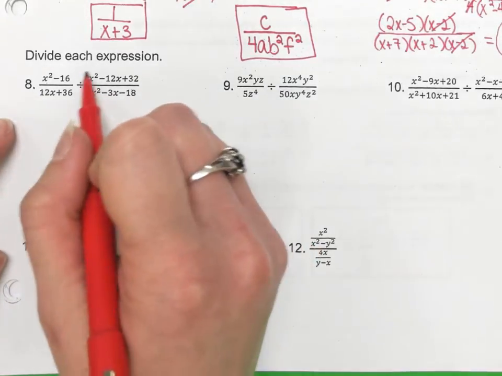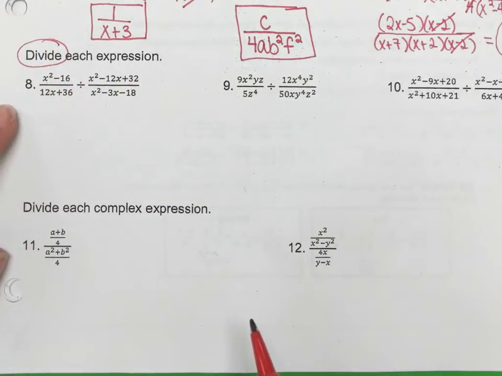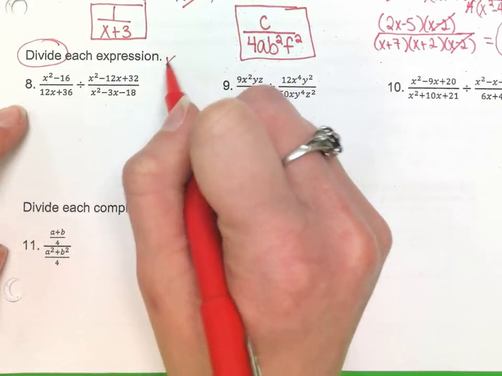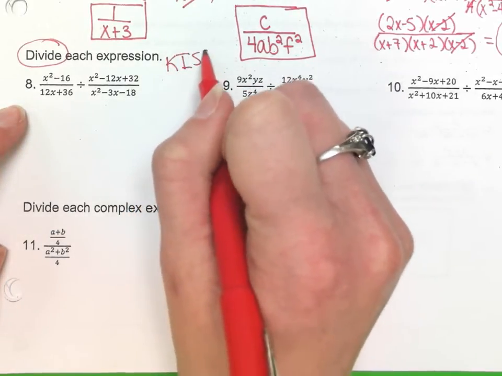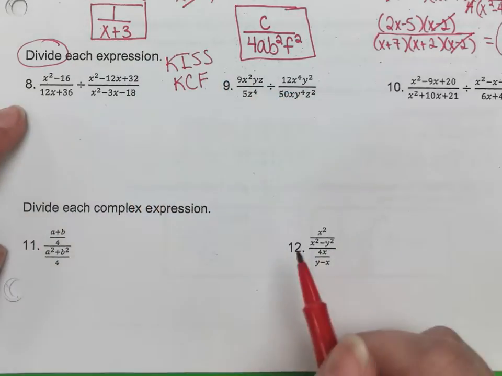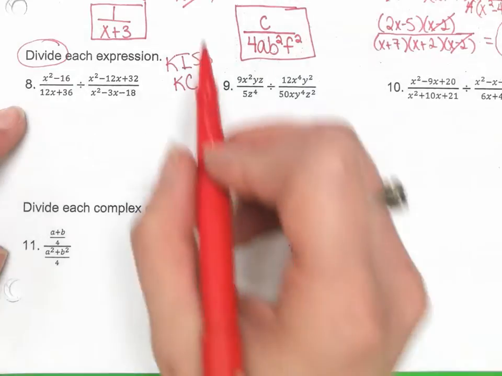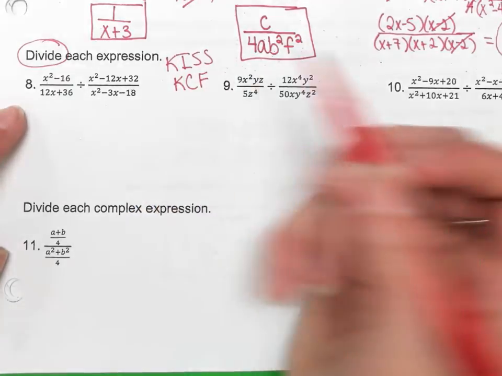So you do not want division. Anytime that it has division, and only when it has division, you do the keep it, switch, switch, or the keep, change, flip. Either one, I use the keep, change, flip. Miss Miranda uses the KISS, okay?